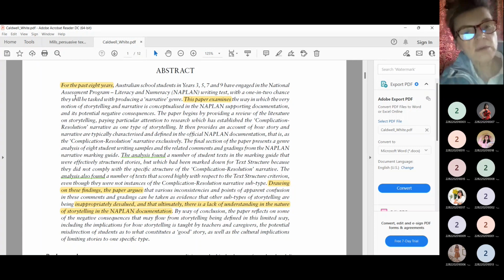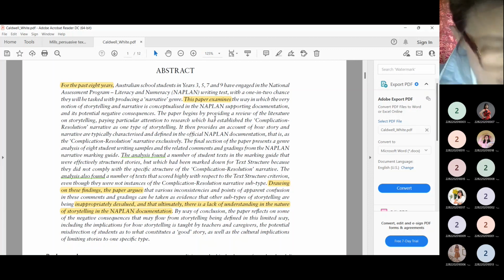An issue is, well, students are tested. Students in Australia are being tested. Great. Then clearly the paper is examining something. It must have identified some problem. So it's a good introduction to flagging the problem that the paper that follows after this abstract will address. So it's a good beginning, right? This paper examines, and let's look at it.